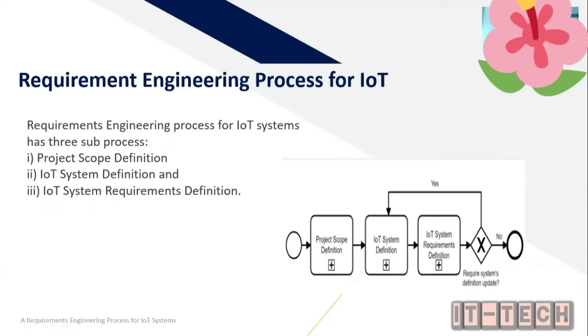Requirement engineering process for IoT. The requirement engineering process for IoT system has 3 sub-processes. First one is project scope definition, then IoT system definition, and IoT system requirements definition. Those sub-processes have their own purpose and outcomes, which together fulfill the purpose and outcomes of the requirement engineering process for the IoT system.